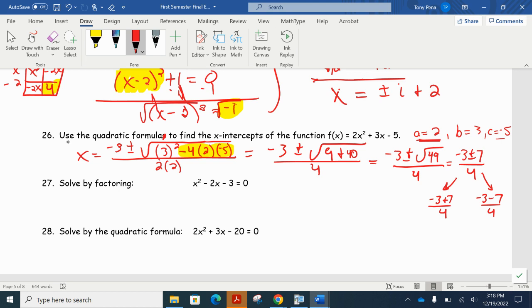So this is 4 divided by 4. So one answer is a 1. This would have been a negative 10 over a 4, which when we reduce that, reduces to be a negative 5 halves. Okay, this one would have just been 4 on top, 4 on the bottom, so that's why we get the 1.